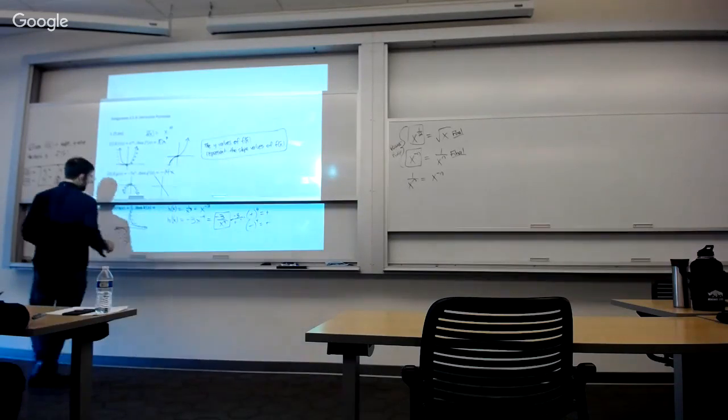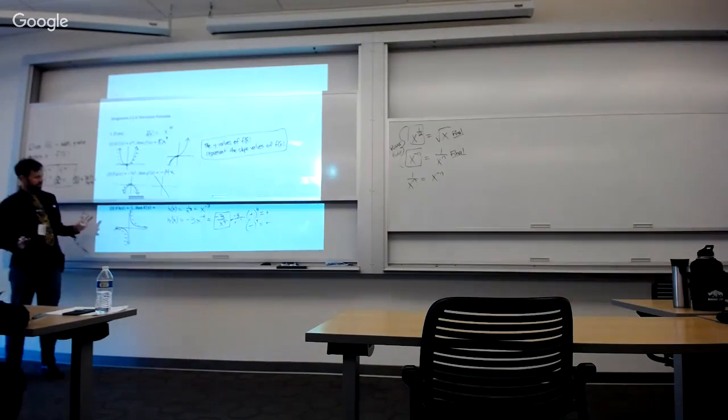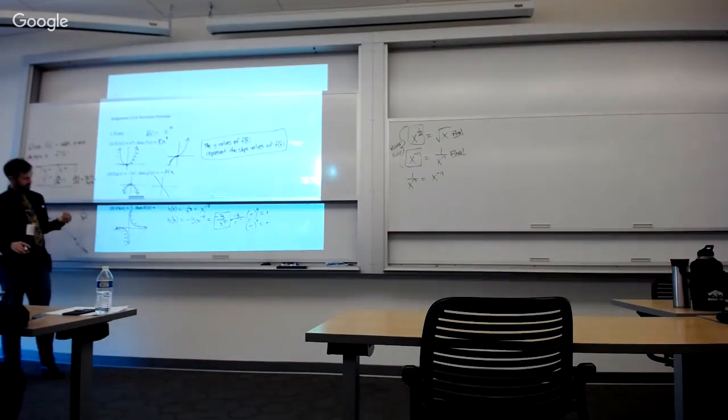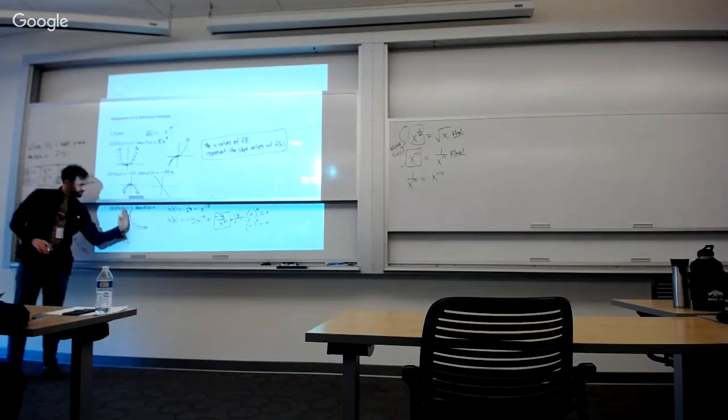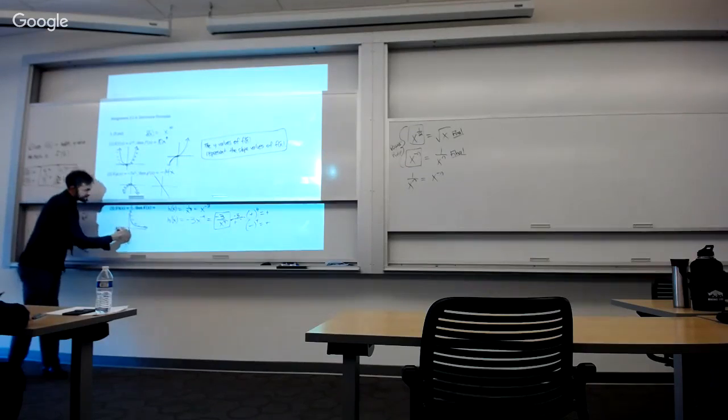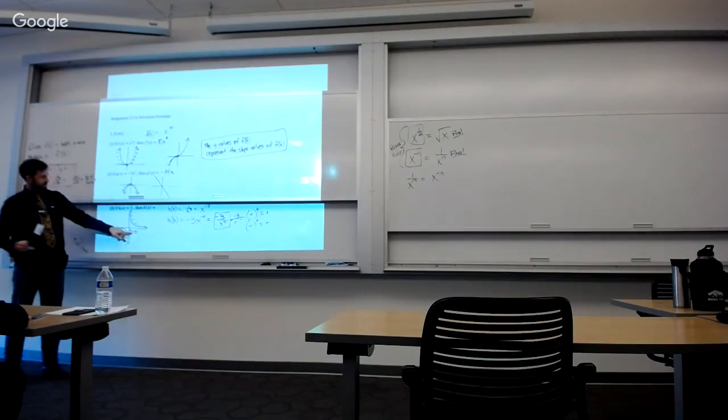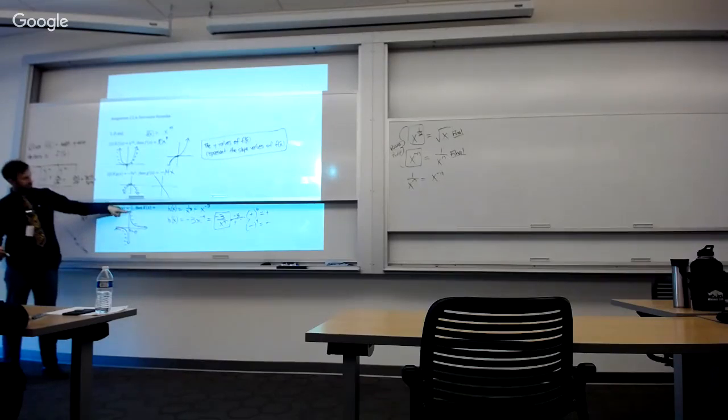Now, what's the only part of this graph that has no slope? Where the slope is undefined? Yeah, the y-axis right here. So what happens if I plug x equals 0 into that function? That's undefined. And if a function is undefined, the derivative is undefined.